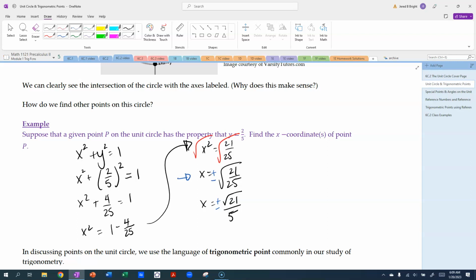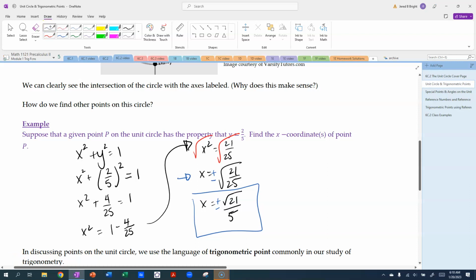Okay, so we found the x coordinate. That was our task in this exercise, and we are done. So just to review what we did, we started with the equation of the unit circle, used the given information of y is equal to 2/5, substituted that in, followed that through with the arithmetic, and we got our answer, remembering that when we introduce a square root, we need a plus and a minus.